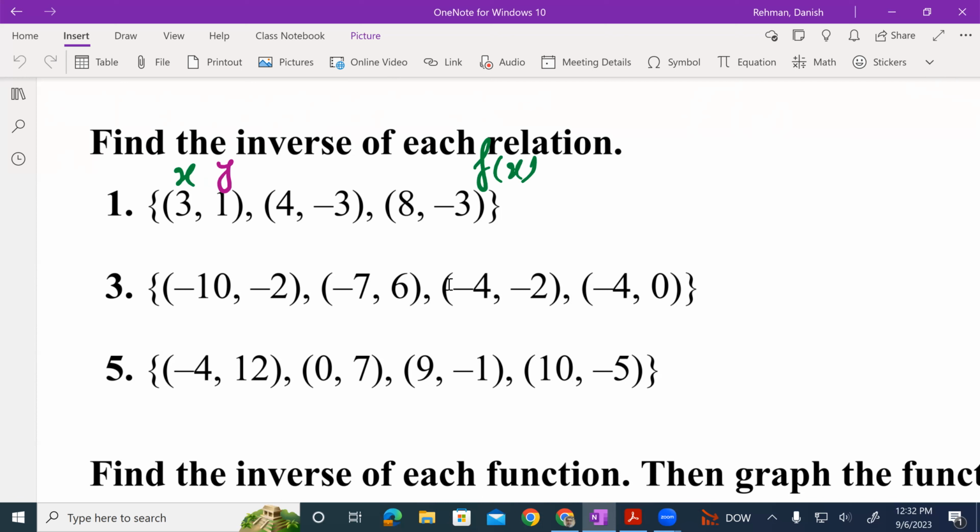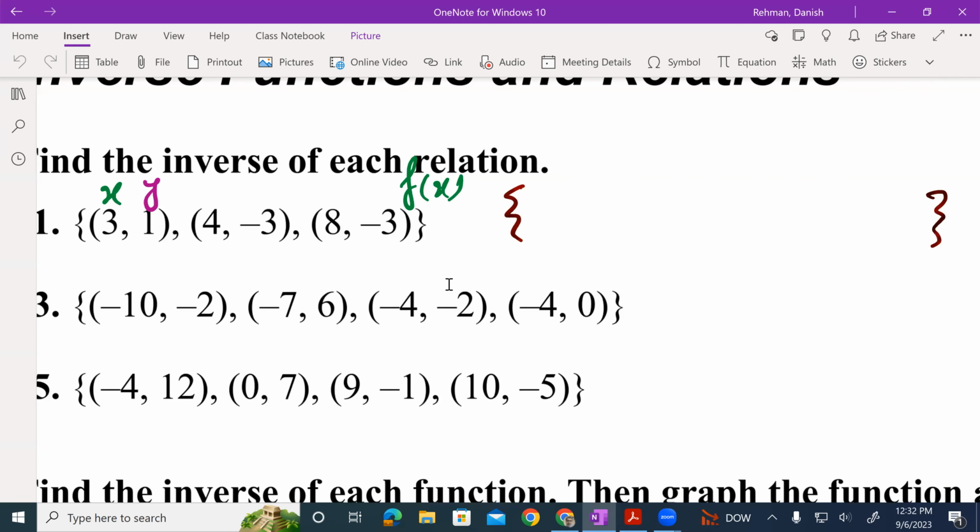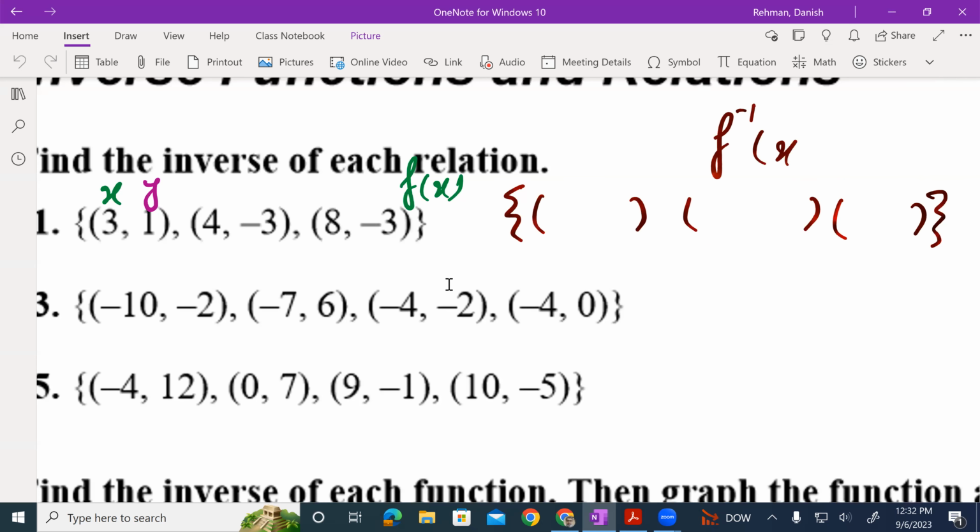You know what to do, Mackenzie? Ordered pair, x and y. We are trying to figure out its inverse. I will switch the positions. How will I write it down? Damien, pay attention here. I will write it down like this. The same ordered pairs. I will write down the 3 ordered pairs, and I will call that set f inverse of x.